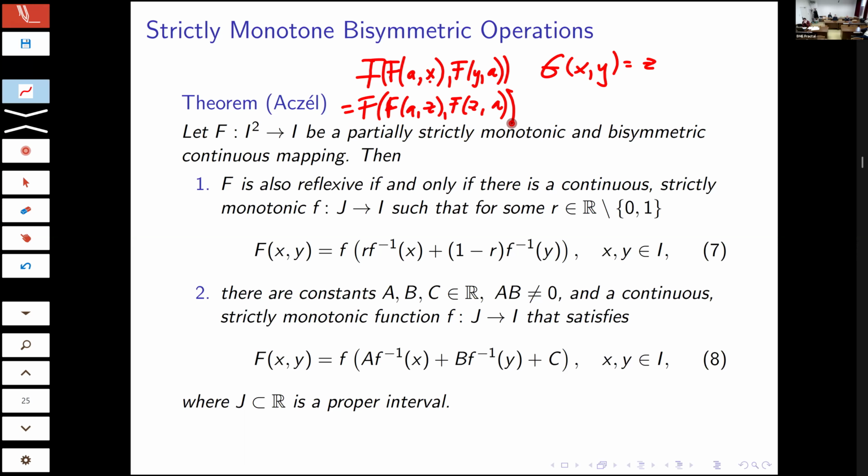So he went further. Then he eliminates also symmetry and also reflexivity. Again, he can push it back to the previous one, so step by step, he proved that. So he found that there exist three constants, so that A times B is not equal to 0, so none of them is 0, and a strictly increasing, strictly monotone function f, so that f(x,y) can be expressed in this way. Okay.